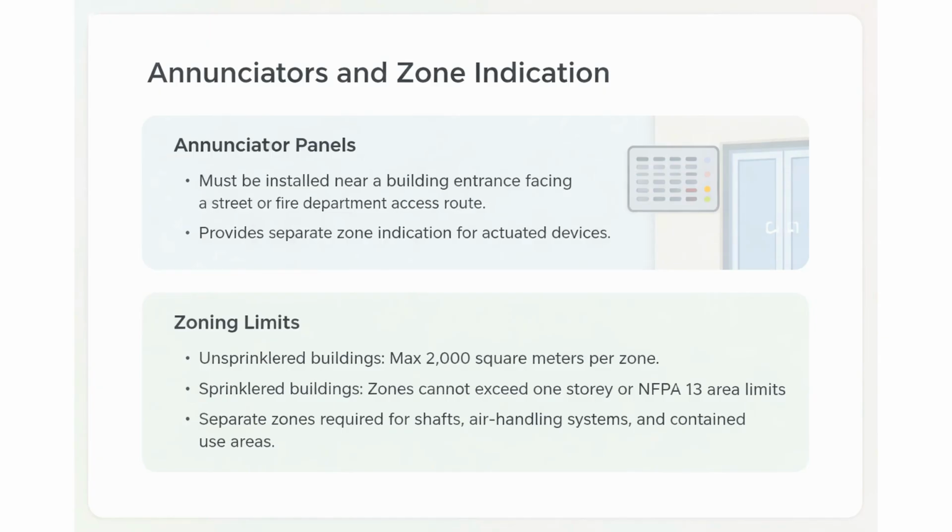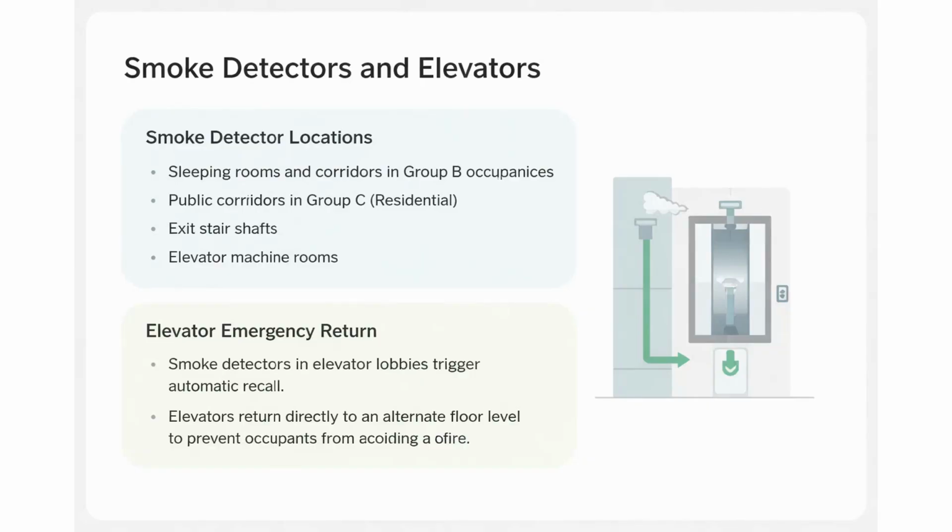Smoke detectors are strategically placed to protect egress routes and vulnerable populations. You'll find them in residential public corridors, exit stair shafts, and sleeping rooms in care facilities. Importantly, they are also required in elevator machine rooms and lobbies. If smoke is detected in an elevator lobby, it triggers an automatic emergency recall. The elevators will immediately return to a designated safe floor, ensuring that occupants aren't accidentally delivered to a floor filled with smoke or fire. Let's shift our focus to safety within the floor areas themselves, starting with suite separation.